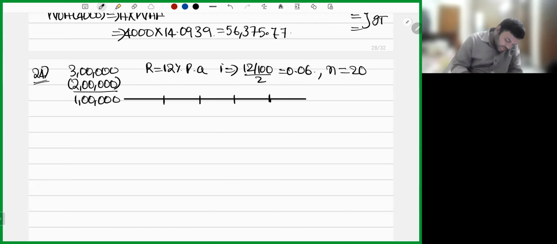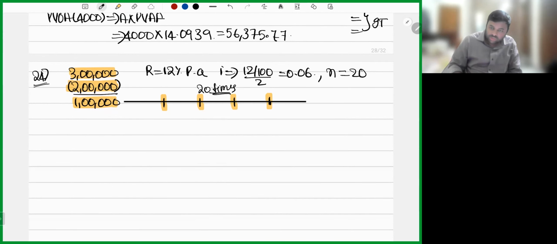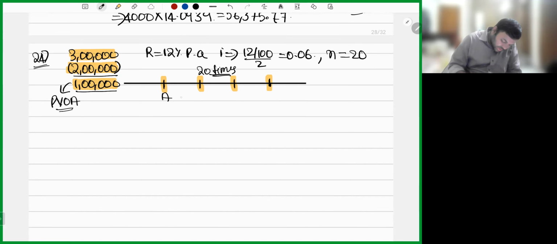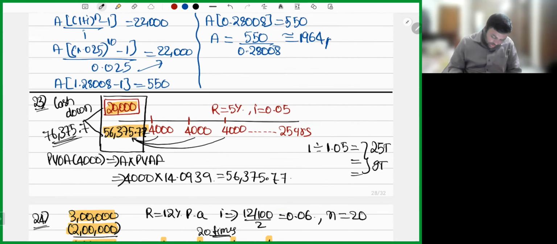Try to understand, my dear friends. He has purchased a house valued at 3 lakh. He already paid 2 lakh. Now 1 lakh is pending to be paid. This 1 lakh he will pay in equal installments, 20 times. For every 6 months, 1 installment he will pay. If R is 12%, obviously for 6 months it will be 6%. Now, this is the present value of an ordinary annuity. What is missing? A is missing. Every year, how much you will pay, that is A, right? Only the annuity is missing.